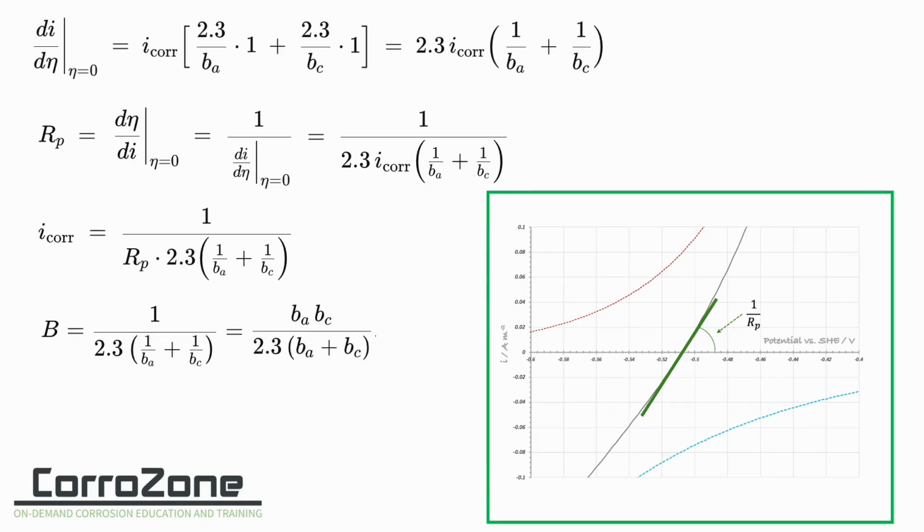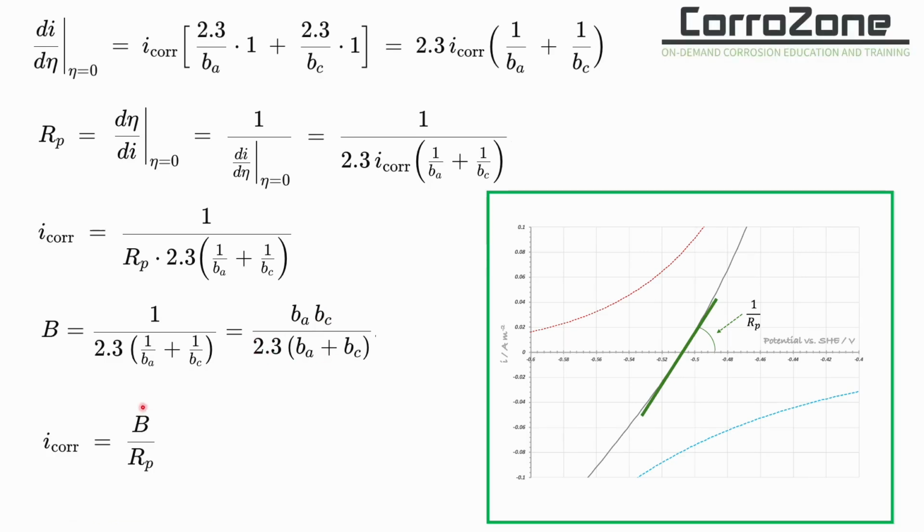Combining the fractions and rearranging, we obtain this more common form where B equals Ba multiplied by Bc divided by 2.3 that multiplies Ba plus Bc. So now we understand where the expression of the Stern-Geary equation comes from, as we have that the corrosion current in this equation equals B, that we have calculated as above, divided by the value of the polarization resistance, which we can measure experimentally by sweeping the potential and measuring the current very near the corrosion potential.